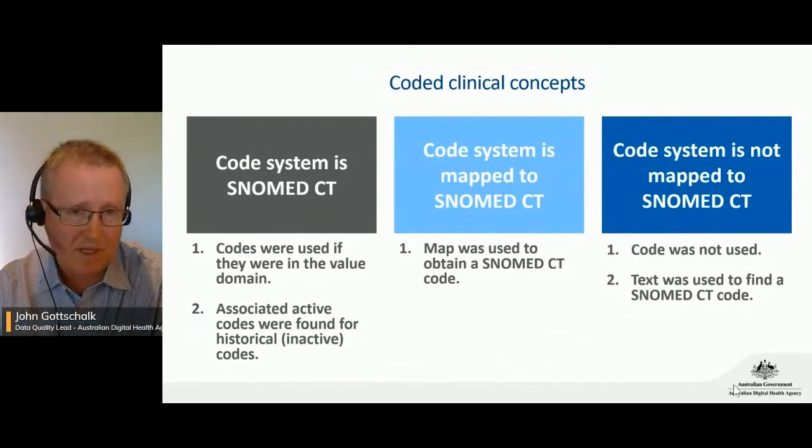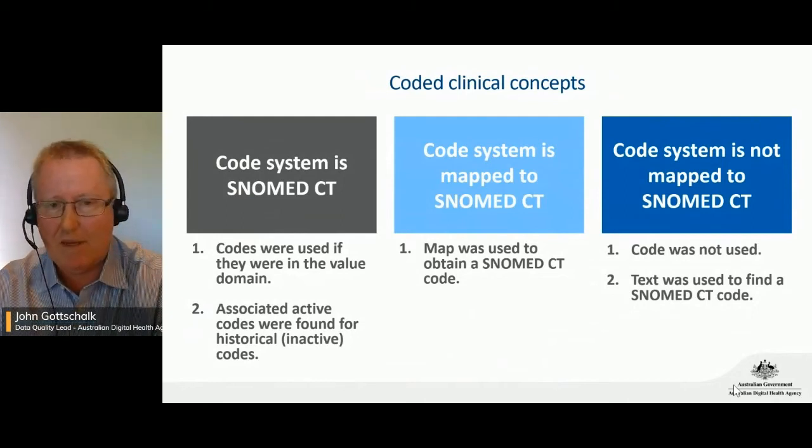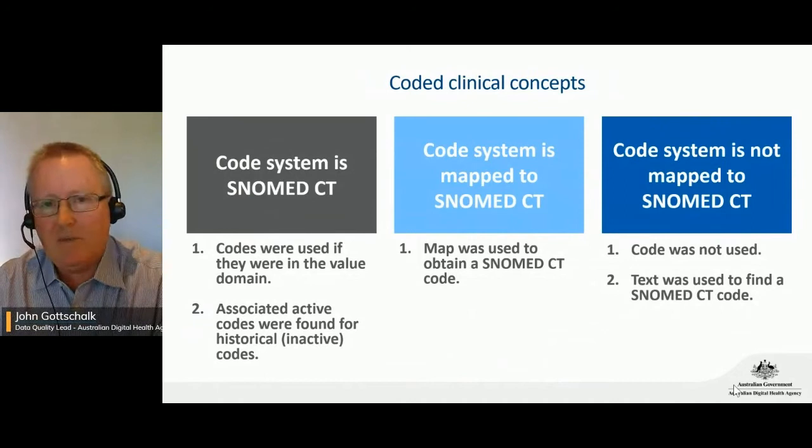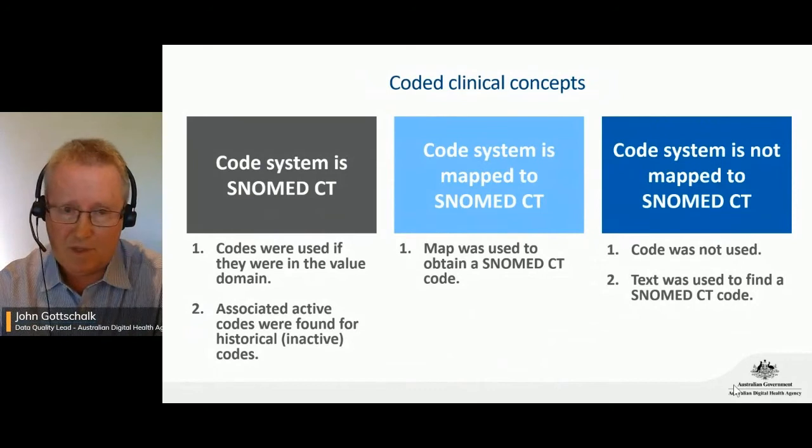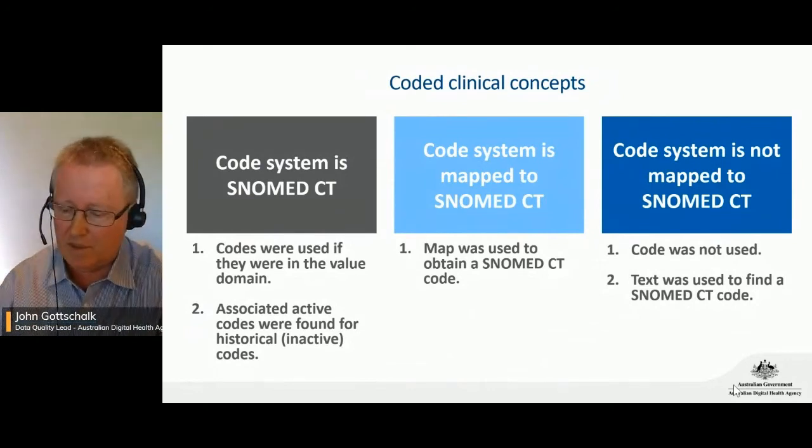If the coding system was not SNOMED CT, but we had a mapping to SNOMED CT, then we used our map to convert the code to a SNOMED CT code. If the coding system was used that wasn't SNOMED CT and we had no mapping, then we just couldn't use the code. So what we used was the text associated with the code. There'll always be a text associated with the code. So we used the text as if the code didn't exist.